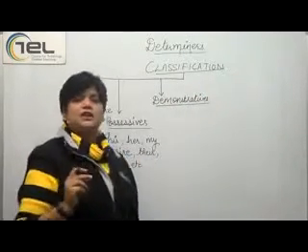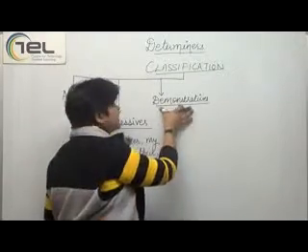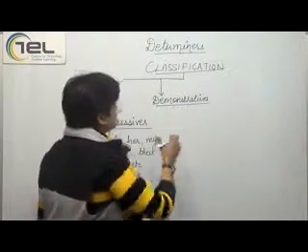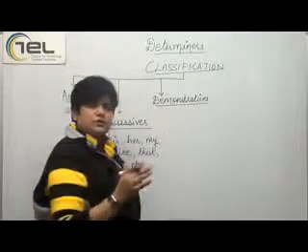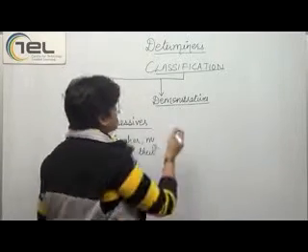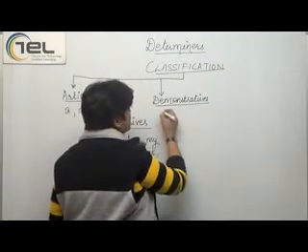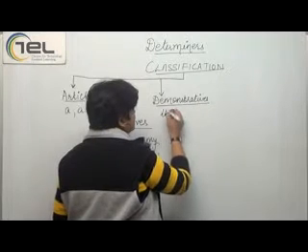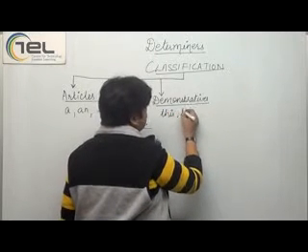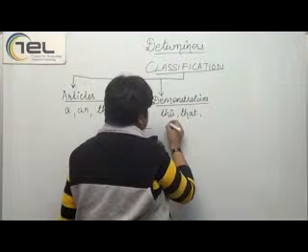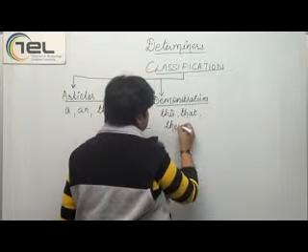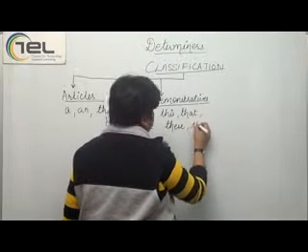Demonstratives are the words that show something. Demonstrate means to show. So the words that show something or point out something are called demonstratives. In this category come the words this, that, these, those.